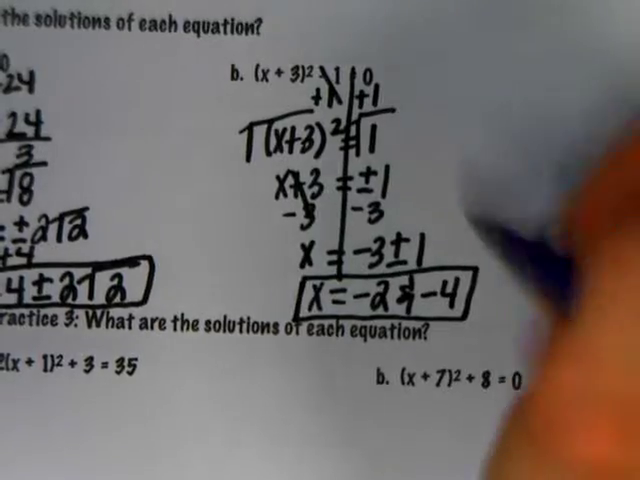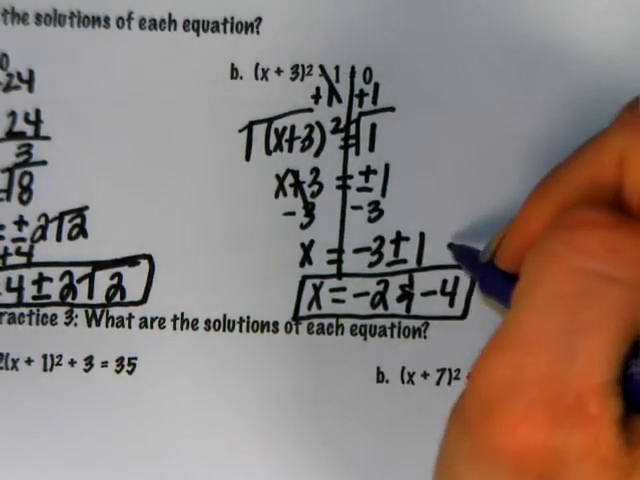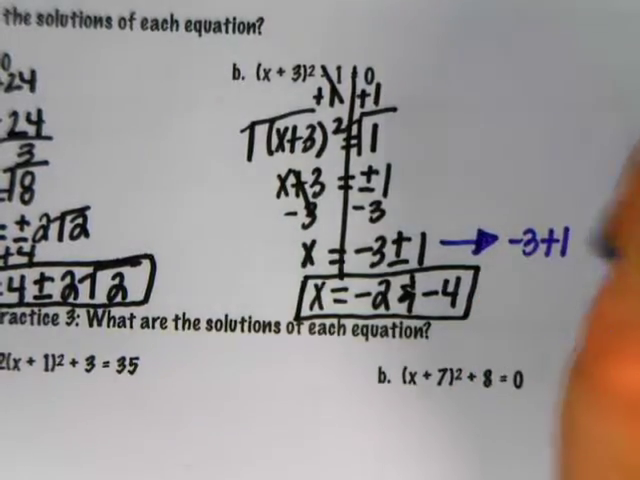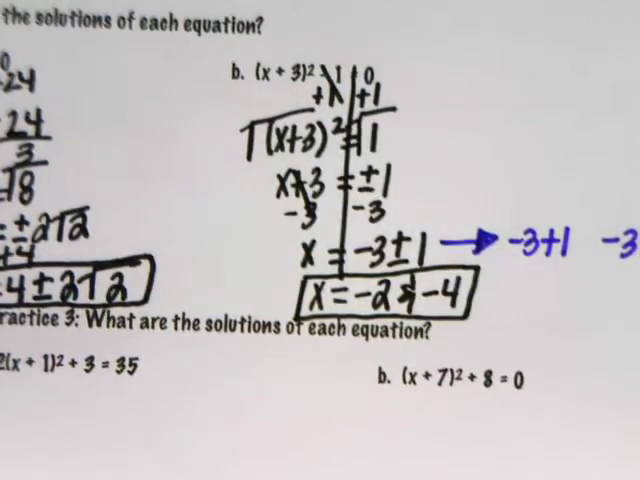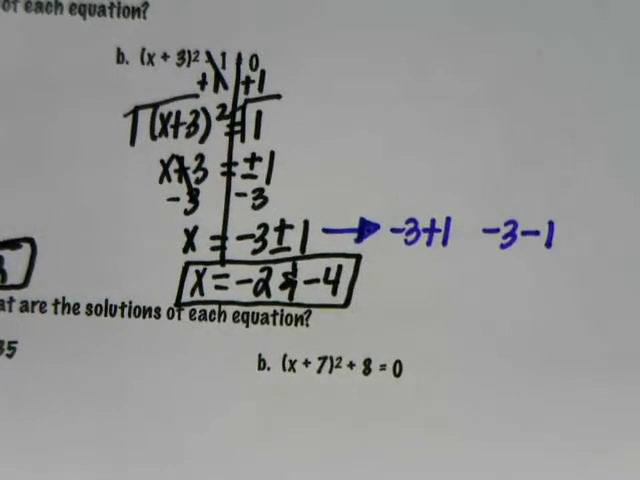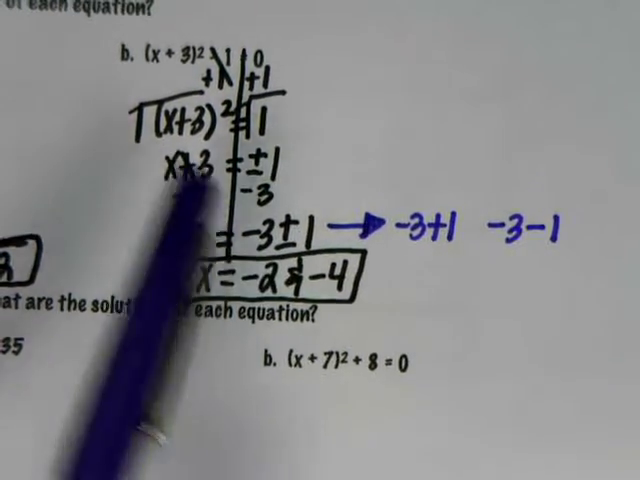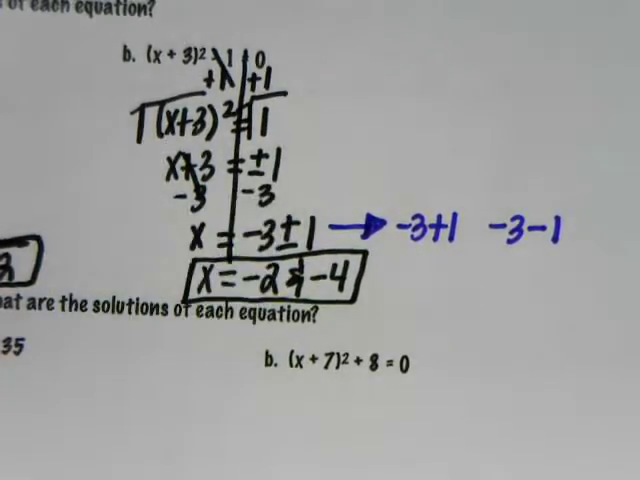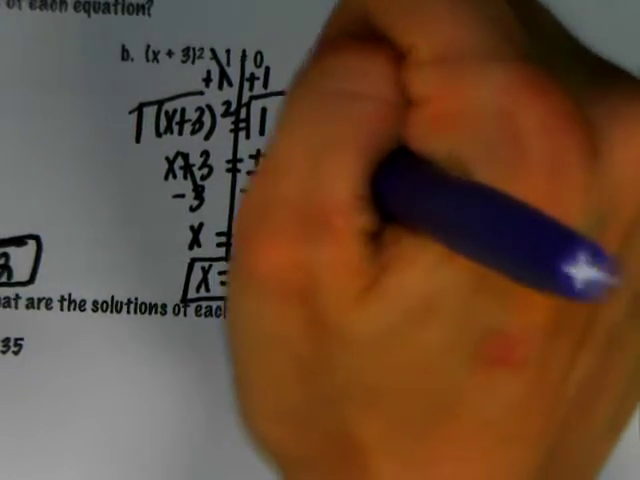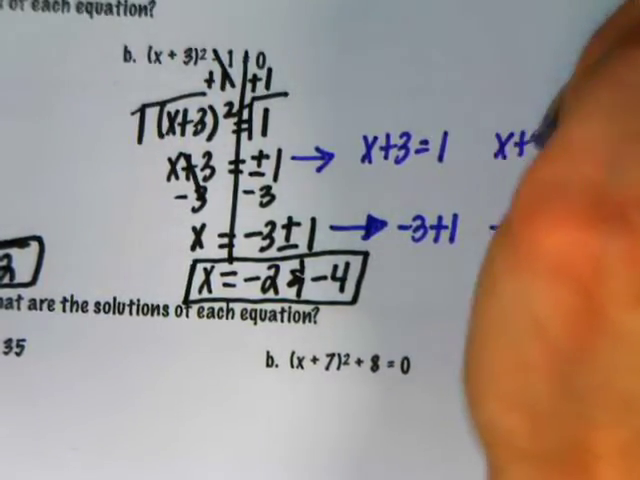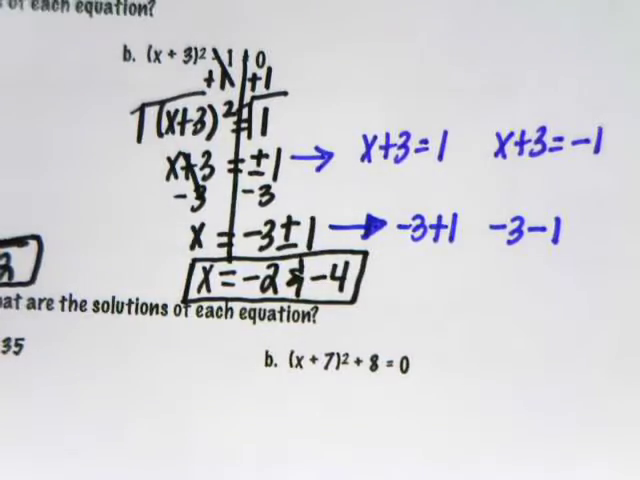So from here, you have a couple options. You're going to do negative 3 plus 1 and then negative 3 minus 1 to get the two answers. Or if you'd prefer, for all the way up here, when you take the square root and you get x plus 3 equals plus or minus 1, instead, you can do x plus 3 equals 1 and x plus 3 equals negative 1 and solve both of those equations separately. Either way, it's all going to work out.